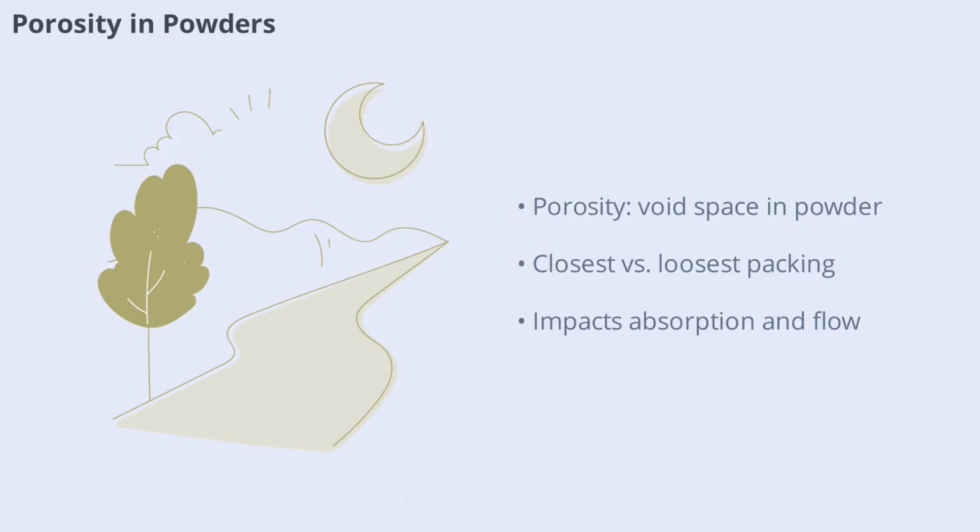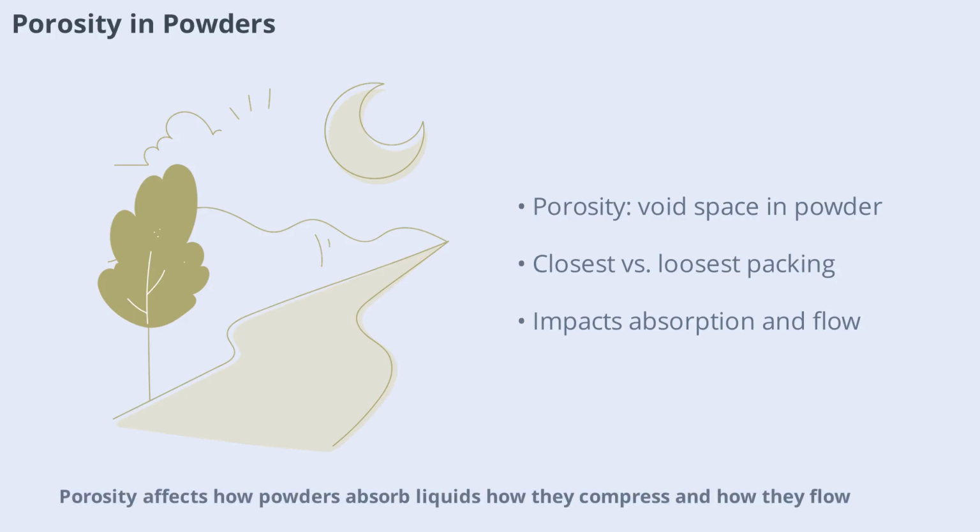Porosity refers to the fraction of void space within a bulk powder. The theoretical porosity of a powder made of uniform spheres in closest packing is 26%, while the loosest packing can reach up to 48%. Porosity affects how powders absorb liquids, how they compress, and how they flow. Understanding and controlling porosity is vital for optimizing product performance, especially in pharmaceuticals and ceramics.